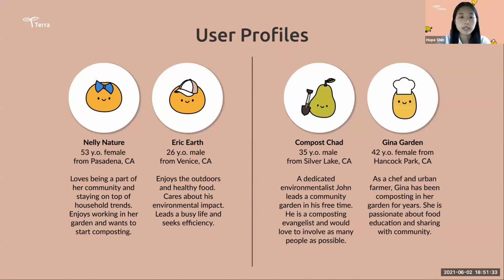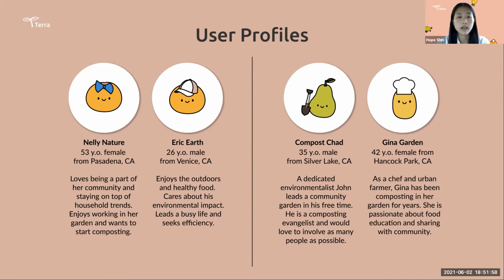We came up with these user profiles to inform our product design. Nellie Nature is the main user we focused on. She cares about the environment and is interested in composting, but doesn't know how to start. Eric Earth is another person interested in composting, but he is too busy to look into the process and how to get involved. Compost Chad is the head of a composting hub at the local community garden.